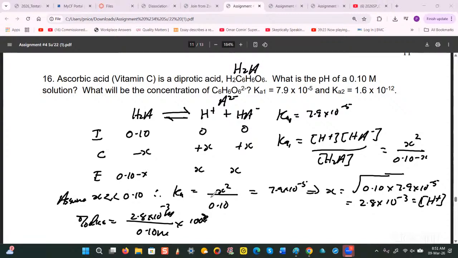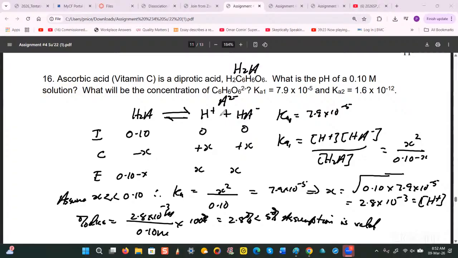So let's see what that gives. 2.8 times 10 to the minus 3 divided by 0.1 times 100. And according to my calculation, I got 2.8%, which is less than 5%. So therefore, the assumption is valid. All right? So basically, because the assumption is valid, we can assume that that same assumption would be valid for the second dissociation, right?